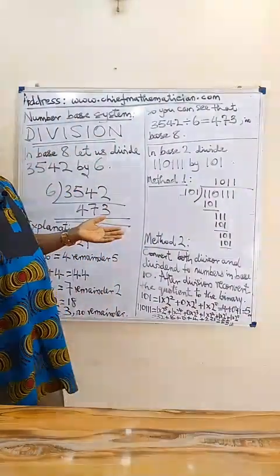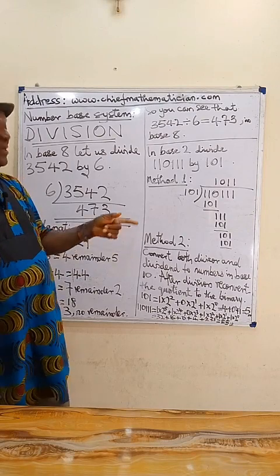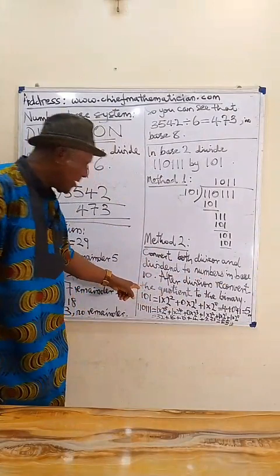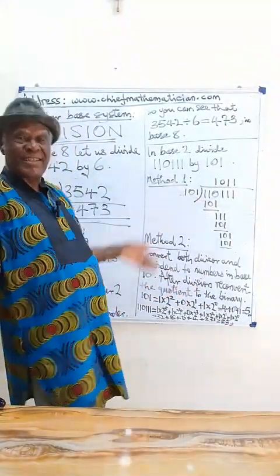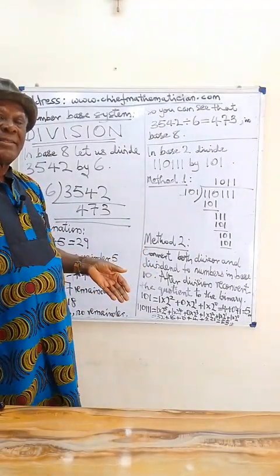You carry out the division for the two numbers in base 10. The note here says that you reconvert the quotient. That is what you get after the division. You reconvert it to a number in base 2.